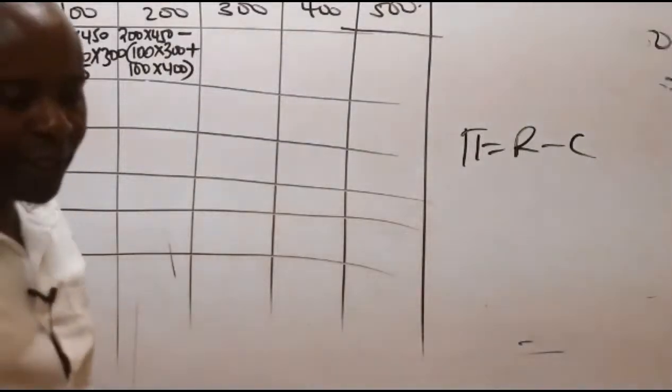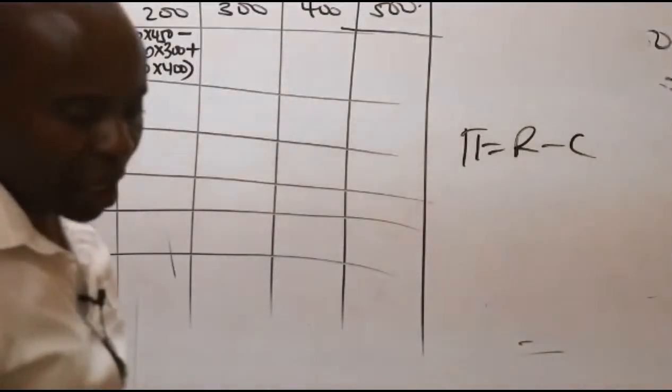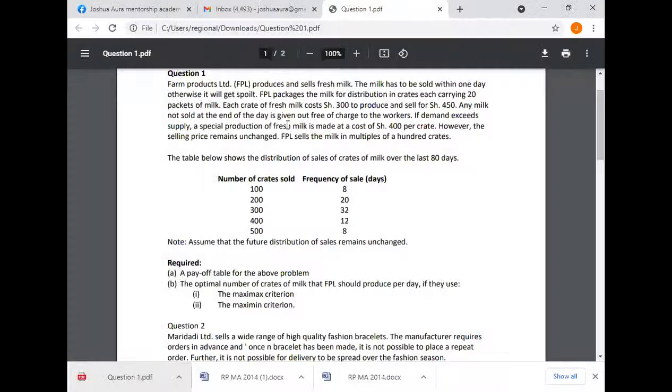Remember what they have told us here. I would want us to be very clear with this. Ladies and gentlemen, what they have told us here is that each crate of fresh milk will cost 300 to produce, and it sells for 450. Any milk not sold at the end of the day is given out free of charge to the workers. If demand exceeds supply, a special production of fresh milk is made at a cost of 400 per crate.